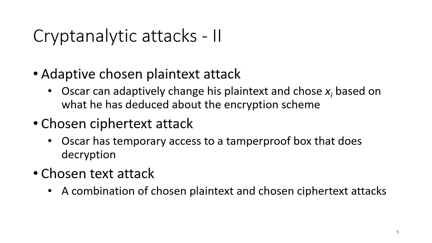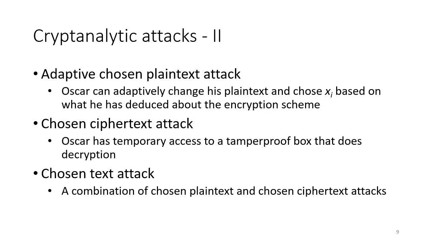There's an adaptive chosen plain text attack where Oscar can adaptively change his plain text. He tries a particular plain text, gets the corresponding ciphertext, and decides, okay, now maybe if I try this plain text, it is going to give me some extra information because I know something about the algorithm. Remember that he knows the algorithm because of Kirchhoff's principle.